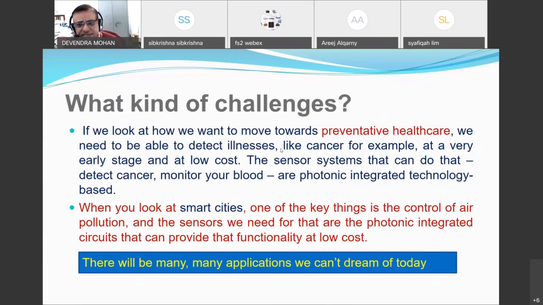And the sensor systems that can detect cancer and monitor your blood can be helped by photonic integrated technology. When you look at smart cities, one of the key things is the control of air pollution, and the sensors we need for that are photonic integrated circuits that can provide that functionality at low cost. So there will be many applications we cannot dream of today.